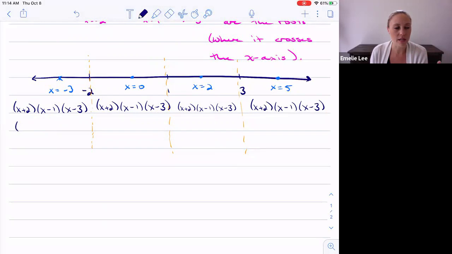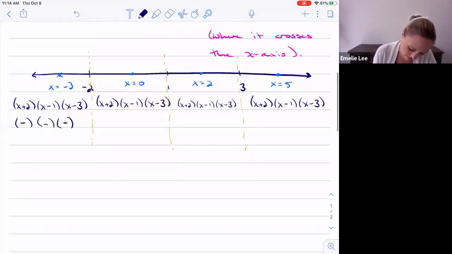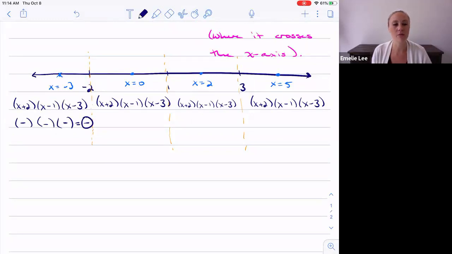So I do -3 plus 2 would give me a negative number. And you can try any value less than -2 would behave the same way. And that's why we're able to do it. -3 minus 1 gives me a negative value. And -3 minus 3 gives me another negative value. So this, a negative times a negative times a negative: negative times a negative makes a positive, but then a positive times a negative makes a negative. So overall, this is a negative value.